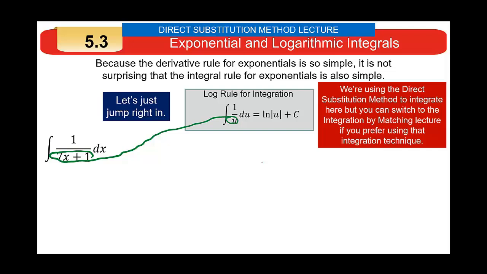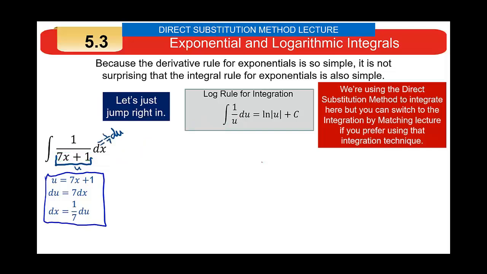We notice this time u should be the denominator. So that's what we do. We let u equal 7x plus 1. Calculate the differential. du would be 7 dx, and then solve for dx, and you get dx equals 1/7 du, or you could write du over 7. Same difference.